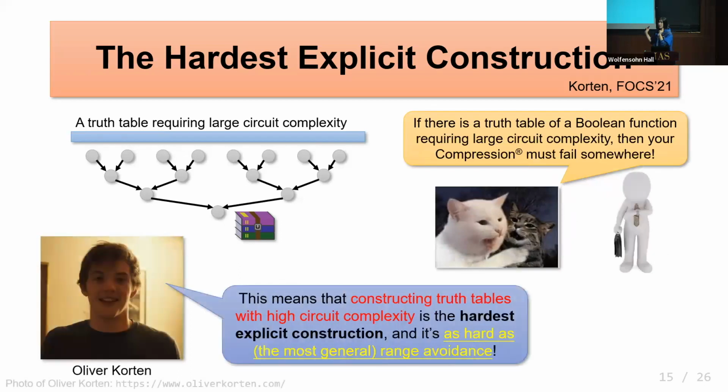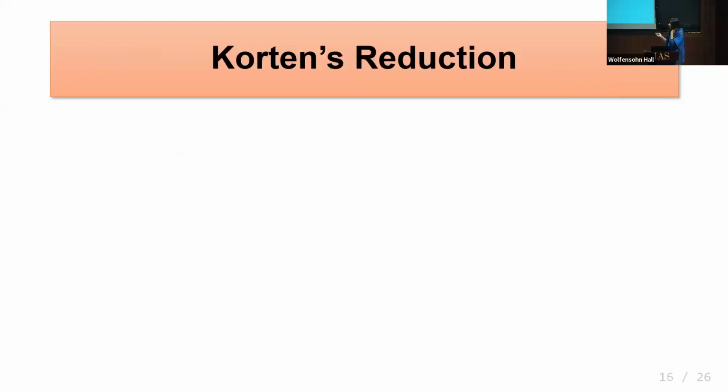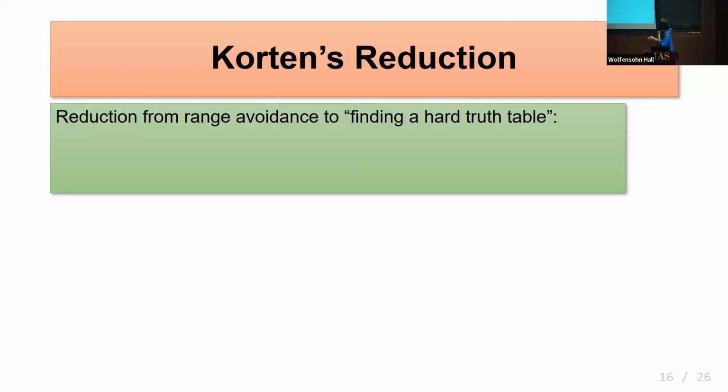This is the observation by Oliveira and Korten. He found that the iterative proof actually implies that constructing truth tables with high circuit complexity is, in some sense, the hardest explicit construction, because it's as hard as the most general range avoidance problem in some sense. So let me reveal the previous insight as a reduction. The reduction appears in Korten's paper, so I'm calling it Korten's reduction.